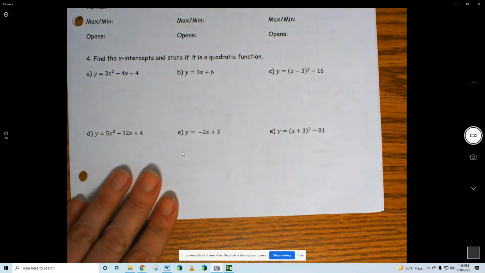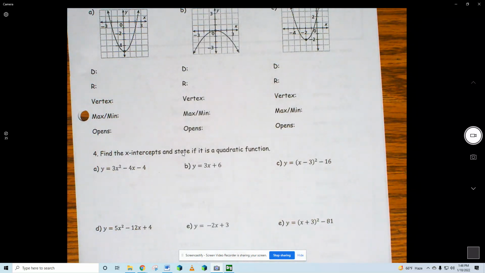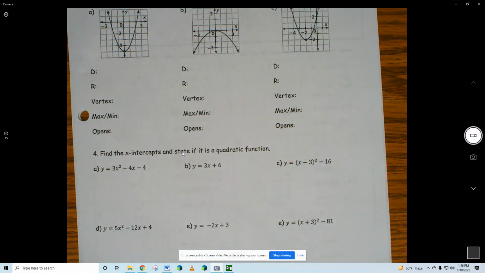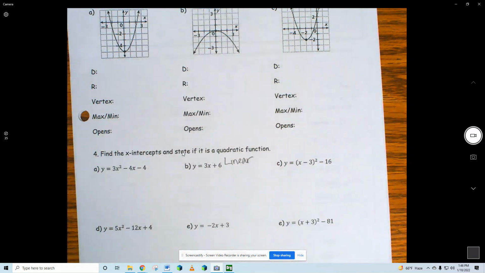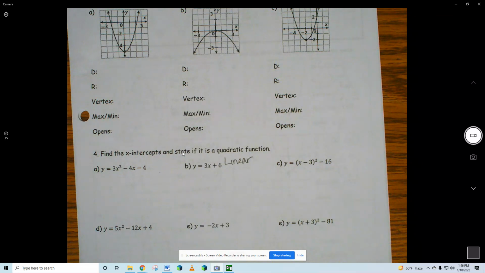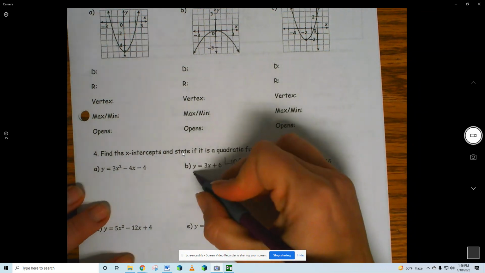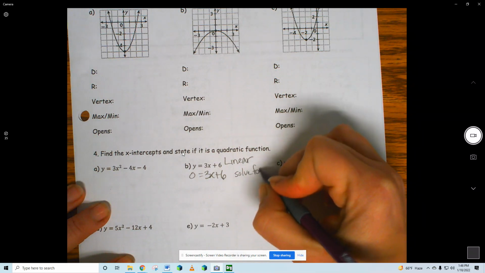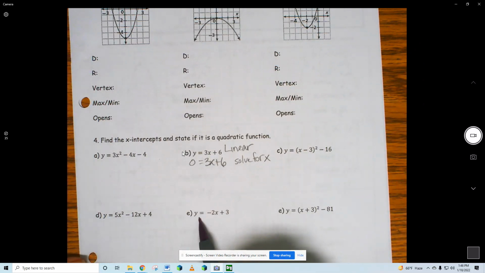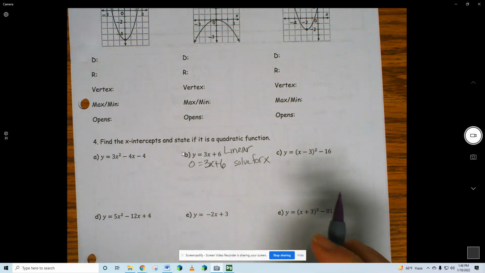So, I want to talk about this homework paper. So, like, on number 4A, you would factor it as normal. 4B, you guys, this is not a quadratic. State if it's a quadratic function. No, this is linear. So actually, in order for me to solve for x, to find the x-intercepts, I would set y equal to 0 and you solve for x. You can do that one on your own. I just started it for you.